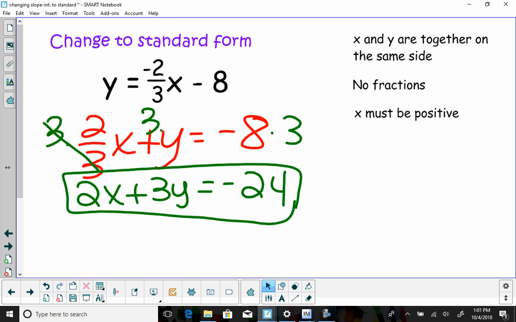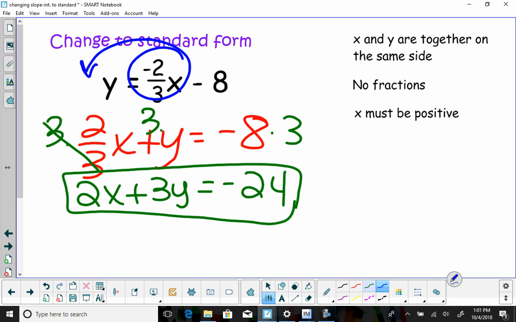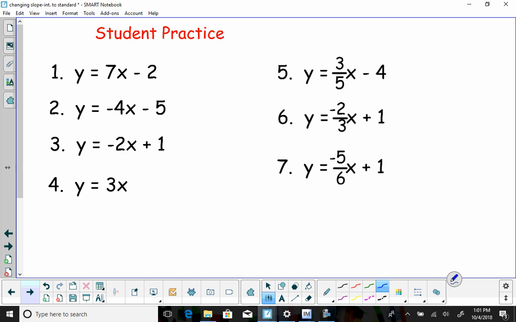Okay, so he said whenever, okay, so this negative 2/3, and then you change it. Right, when I brought this negative 2/3 over, it became positive. The 8 was already negative. It stayed negative. The one that you moved changes. Everything else stays the same. The y stayed positive and the 8 stayed negative. All right. Okay, knock out the student practice real quick.